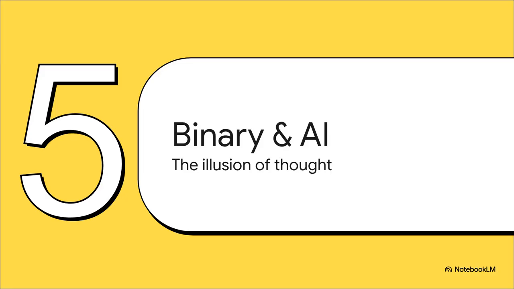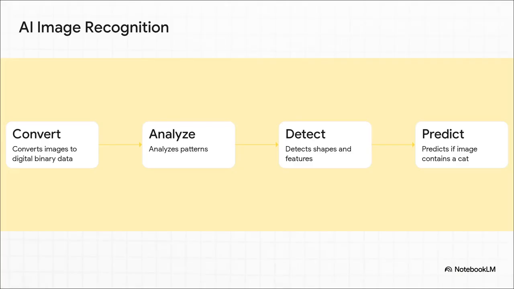Now for Section 5, Binary and Artificial Intelligence, the Illusion of Thought. Now, what's really interesting about this next concept is how AI pulls off its magic tricks, like image recognition. If an AI system is trying to identify a cat in a photo, step 1 is converting the image into digital binary data. Step 2, it rapidly analyzes patterns in those zeros and ones. Step 3, it detects shapes and features mathematically. And finally, Step 4, it predicts whether the image actually contains a cat. The ultimate takeaway here, even the most unbelievably complex AI image recognition is fundamentally just crunching binary data extremely fast.